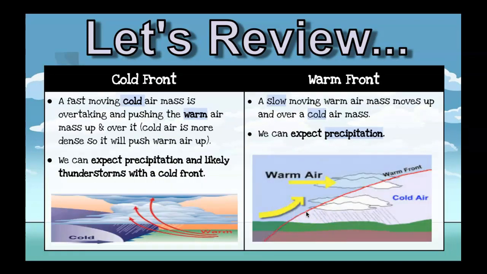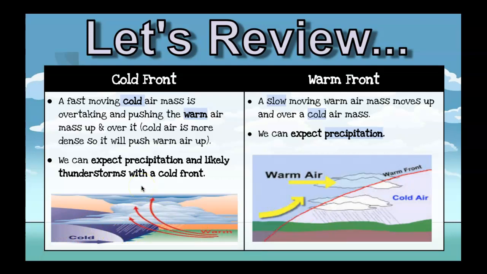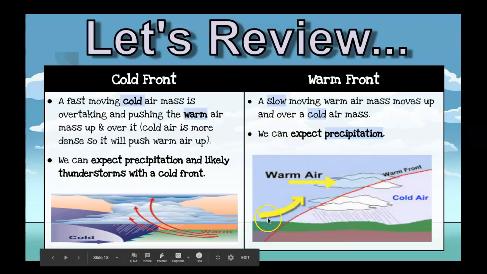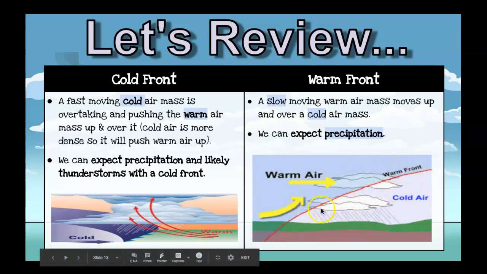We also want to review fronts with you guys to make sure you really understand them. The first was the cold front, and we talked about how fast that cold air rushes in and it pushes the warm air up and out of the way. And with a cold front, it creates precipitation and storms, okay? When you have a warm front, it's the exact opposite. This time you have warm air advancing in. We know warm air always rises up, so this warm air mass pushes up and over top of a cold air mass. And with that, if there's lots of water vapor in the warm air mass, you're going to have rain.